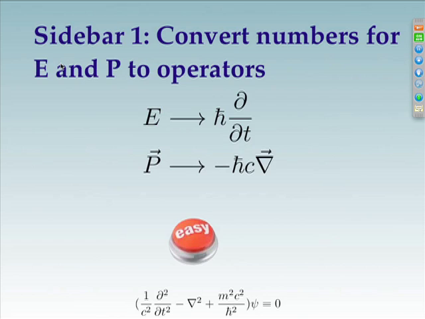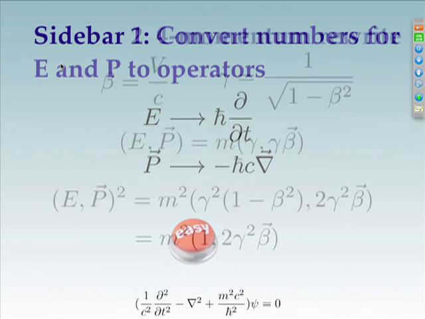Okay, so we've got to have a couple of sidebars again. We're going to convert the numbers E and p to operators. Again, this is another little indication that we're not quite in classical quantum mechanics, where one was a number and the other was an operator. Here, they're both operators.